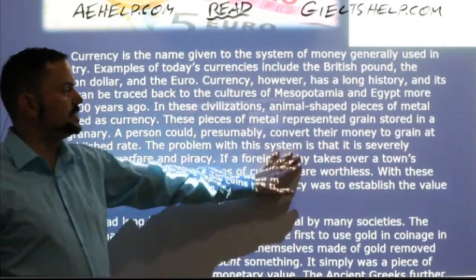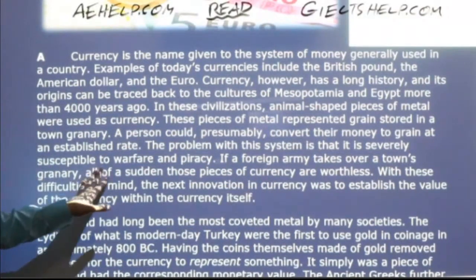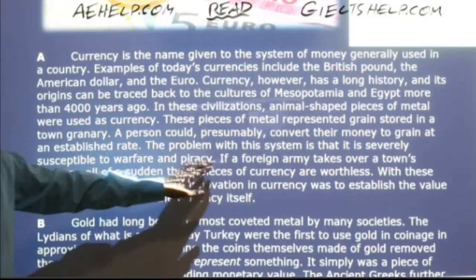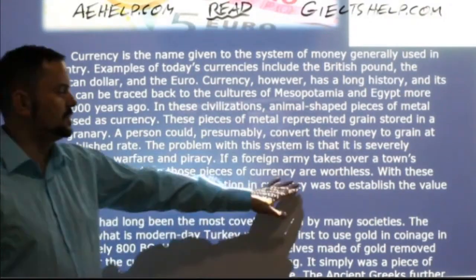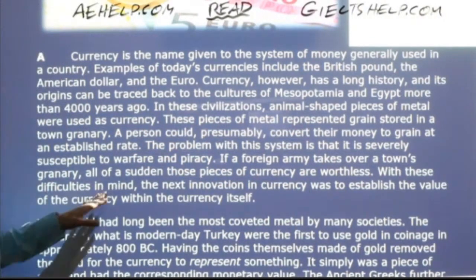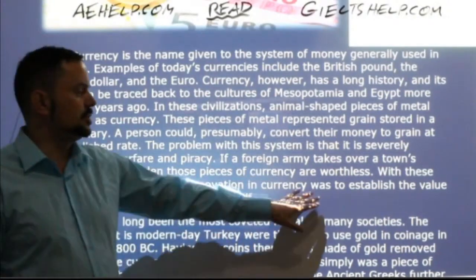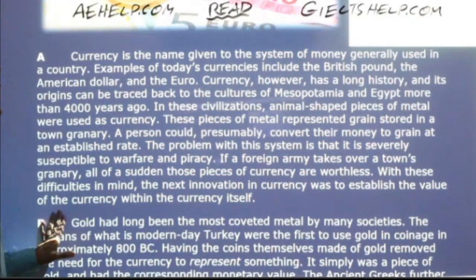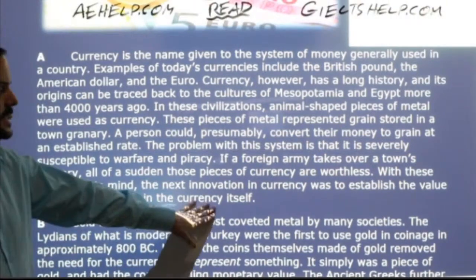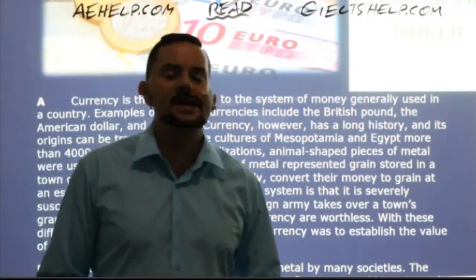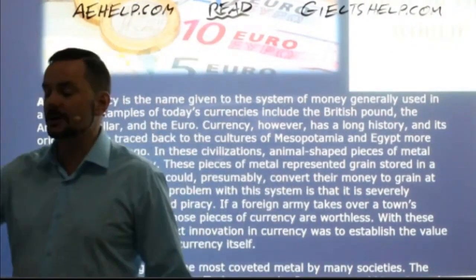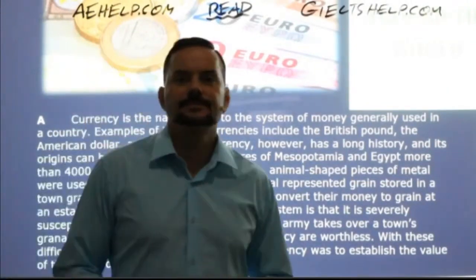The problem with this system is that it is severely susceptible to warfare and piracy. If a foreign army takes over a town's granary, all of a sudden, those pieces of currency are worthless. With these difficulties in mind, the next innovation in currency was to establish the value of the currency within the currency itself. So, what is this paragraph about? What is the main idea of this paragraph?